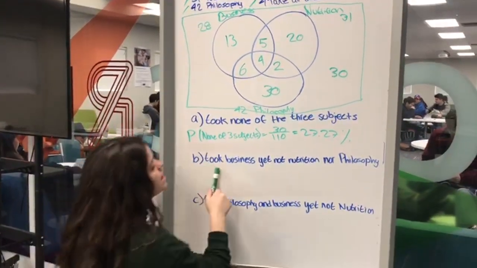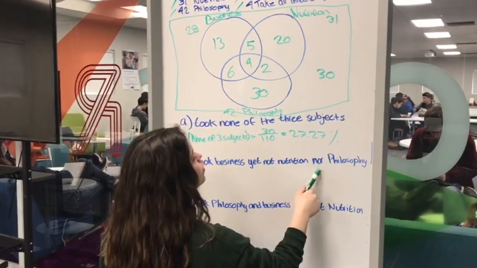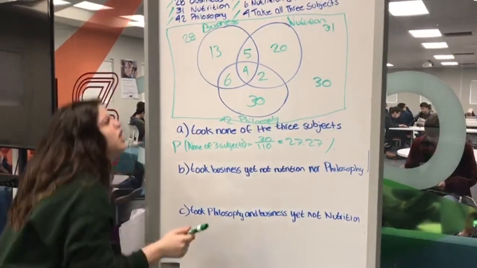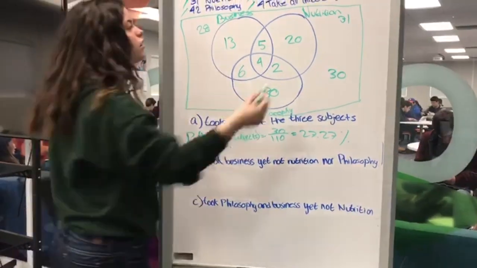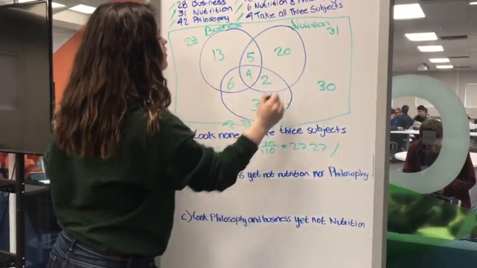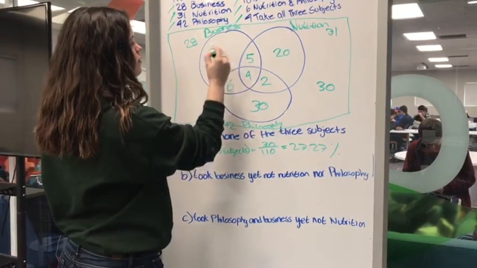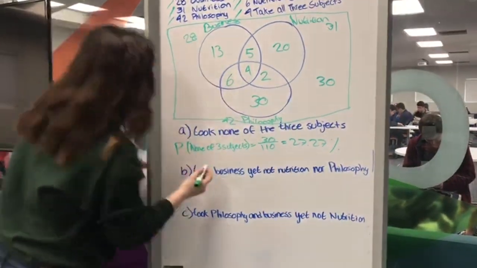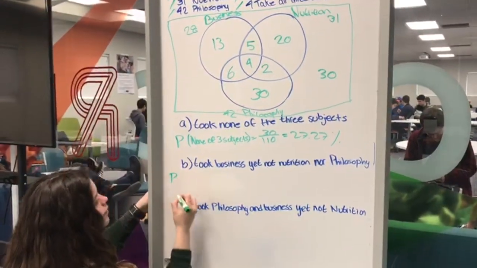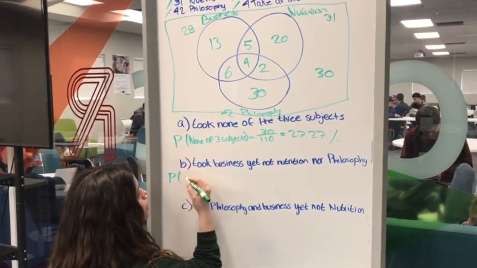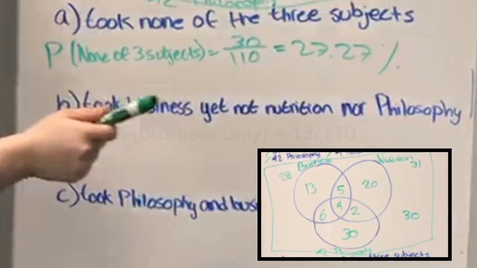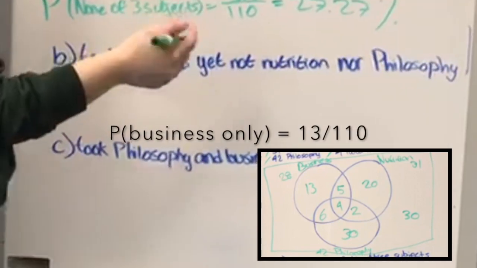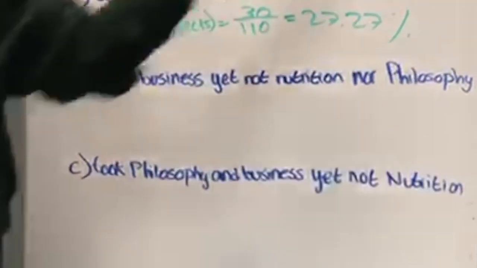Letter B. Took business yet not nutrition nor philosophy. That is 13. So we can't include nutrition nor philosophy. Therefore, we're only going to have business. The 13 here is going to be the probability of took business. For this part, we're going to take the 13 that take only business out of 110.